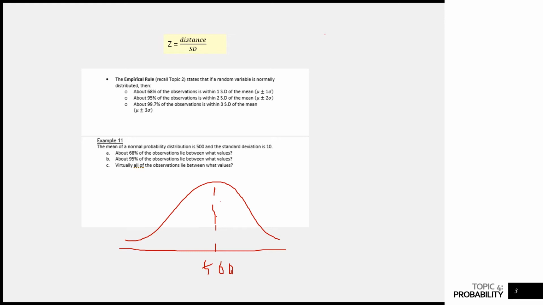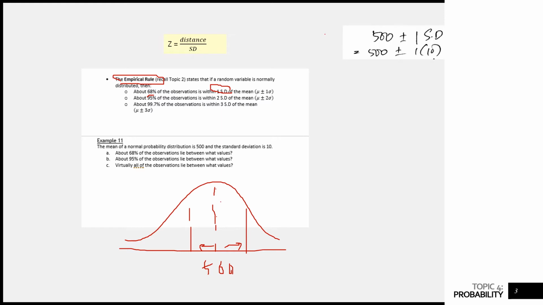So they say about 68% lies between what value? If you remember your empirical rule, you would know that 68% is 1 standard deviation, correct? So let's sketch that. It should be around here. So this is 1 standard deviation from the mean. So basically this is what we do there.